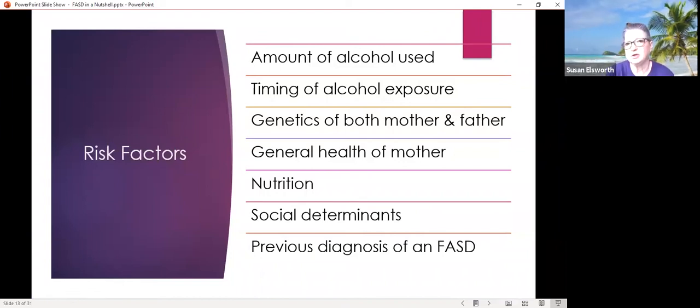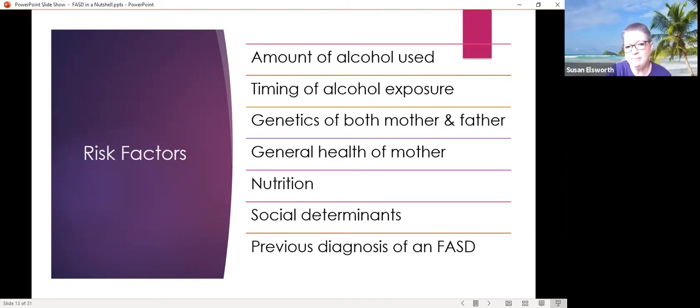So the risk factors for an FASD: the amount of alcohol use does increase the risks. Now, that's not to say that getting an FASD is solely dependent upon the alcohol, because everyone is in agreement. The AAP, ACOG, the Surgeon General, everyone is in agreement that there is no 100% safe amount of alcohol that we can use during pregnancy. But the more that we risk it, the greater the chance is that we're going to have one. The timing of the alcohol exposure is critical.